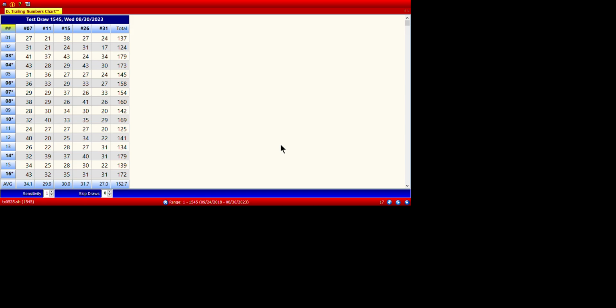So anyway, I was sitting here looking at this, and I never really and truly took full advantage of this chart. One thing that I noticed, and of course, this is for Texas Cash 5. This is from the drawings. We're using 1,545 drawings. This is not the whole thing.